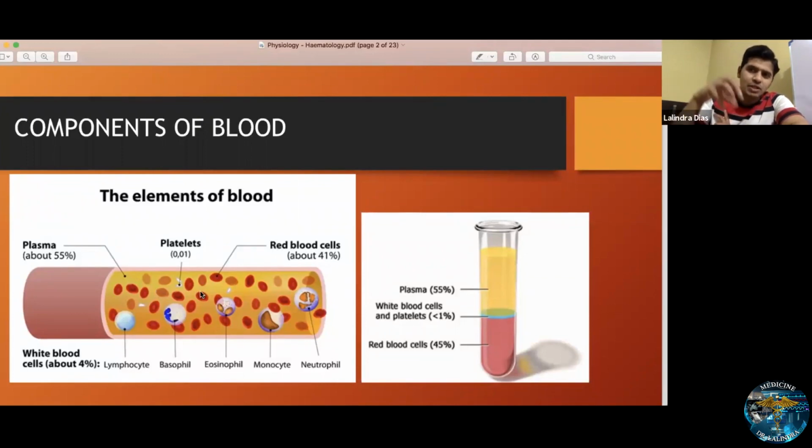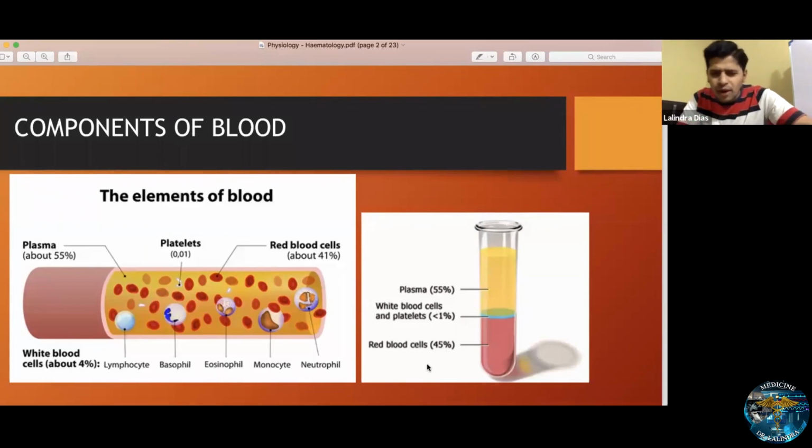Then inside plasma you have various cellular components embedded in it. There are three main cell components. What are they? The white cells, the red cells, and the platelets. You can see here the red ones are the red cells. They comprise about 41% of your blood, or some literature says 45%, right?